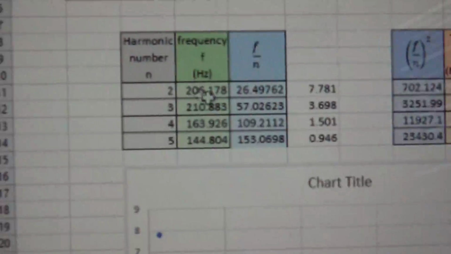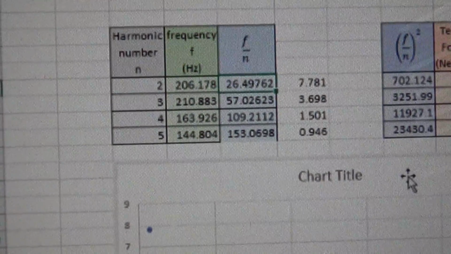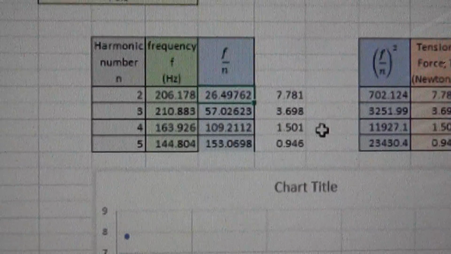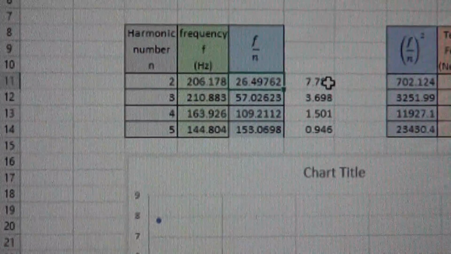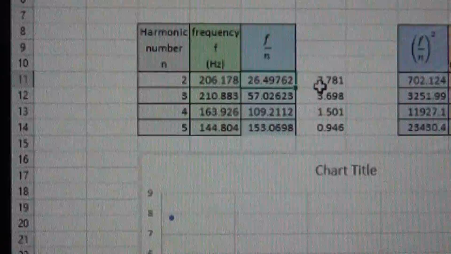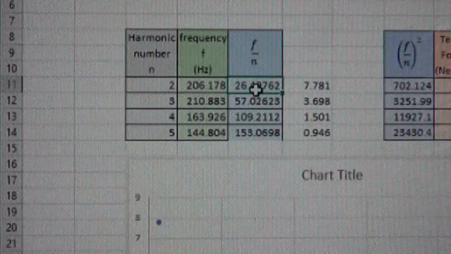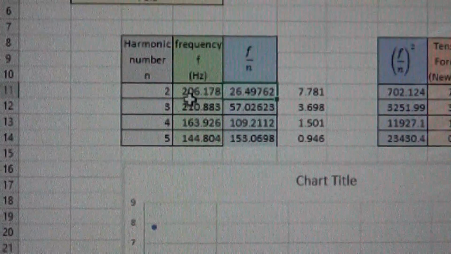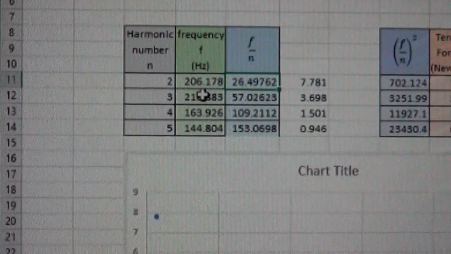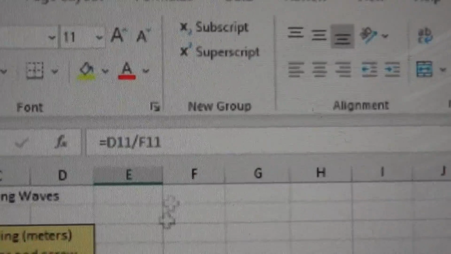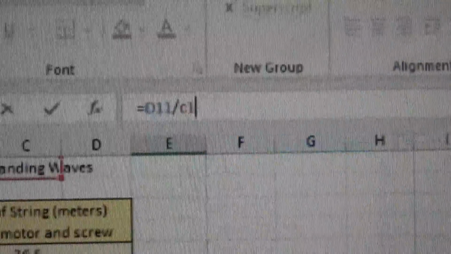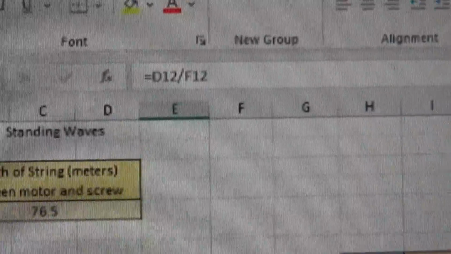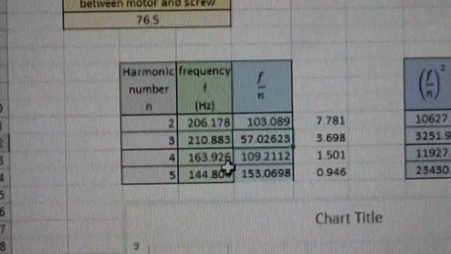Click on that first F over N box. And what do you have up there? D11 divided by F11. So it should be E11, not F11. Oh no, you're supposed to divide by C11. So it's D11 divided by C11. Yeah, F over N. So D11 over C11. Then you have to change all the others.